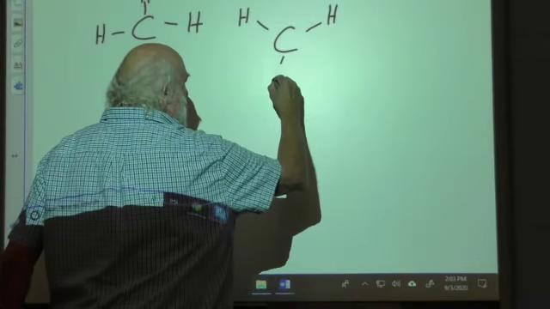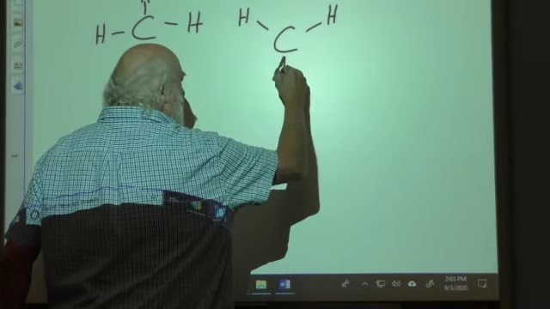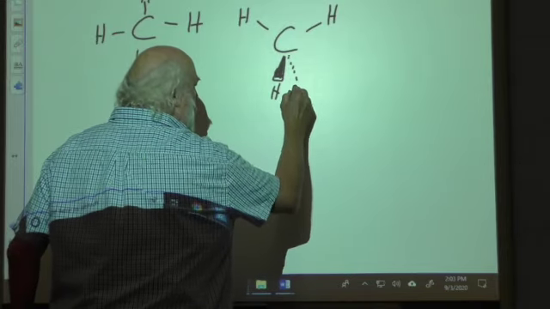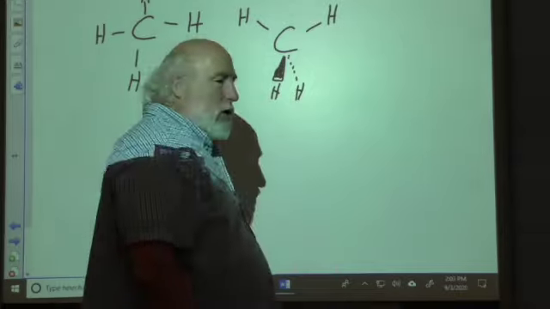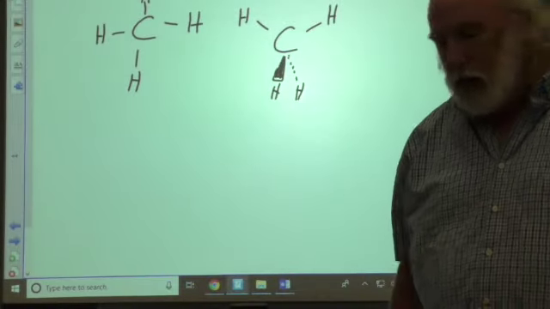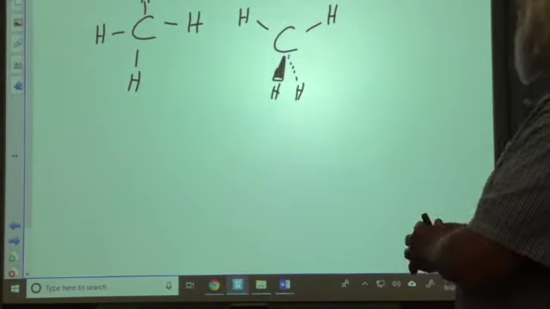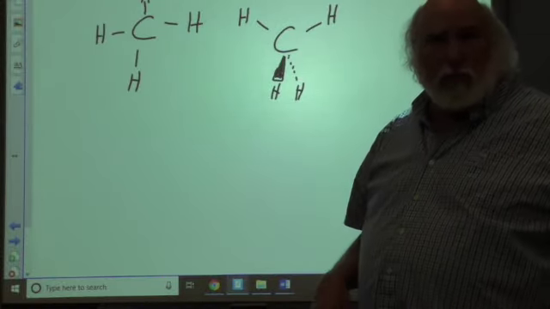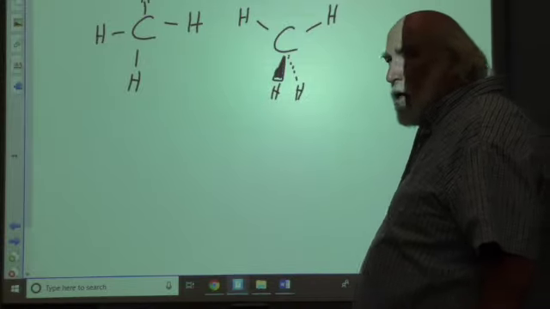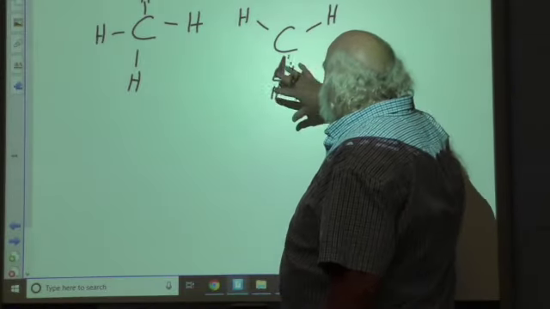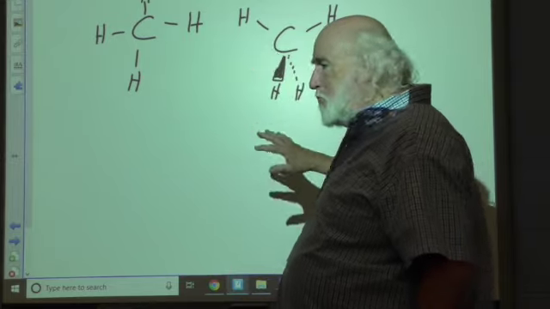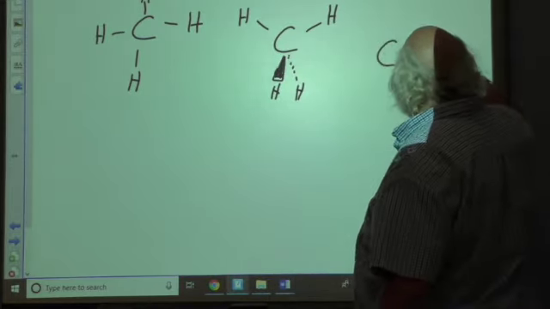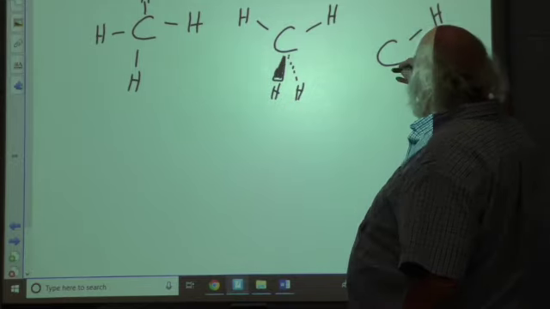And of course, my brilliant artistic abilities here. I'm going to use a dark wedge to show it coming right out of the board, and then a dotted line showing that it's going behind the board. And gosh, what a great representation that is. But you get the idea that if you remember the structures we did with the styrofoam balls and the toothpicks for our model of the molecules, you can get these evenly spread apart.